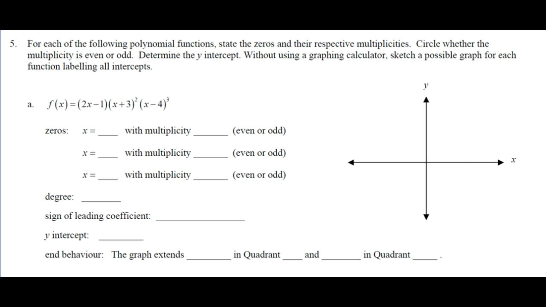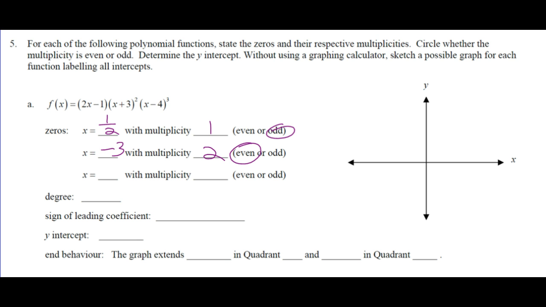Okay, so 1/2. Everybody see that? So all you do is you set 2x minus 1 equal to 0, and then you solve and you get x equals 1/2. Now, it's with a multiplicity of what? 1. And is that even or odd? Okay, then we have a 0 when x is equal to -3 with a multiplicity of 2, which is even.